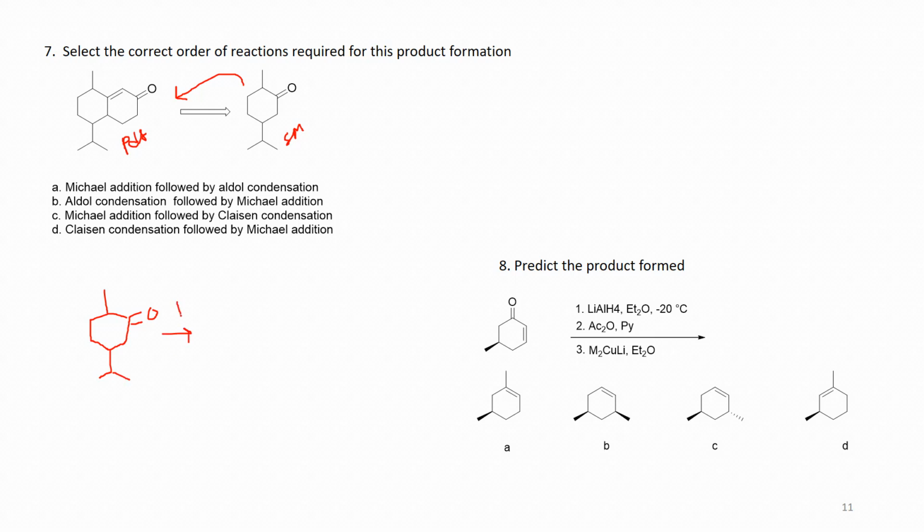So if you add base to this alpha beta unsaturated ketone, what will happen? This proton is more acidic, so it will be abstracted, and then this nucleophilic carbon will attack this center. This will open, forming the product.